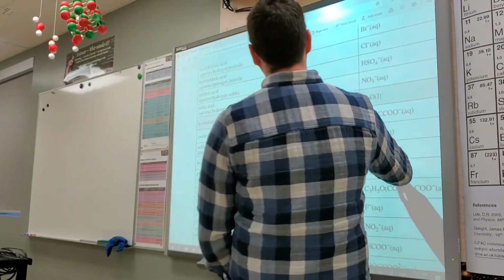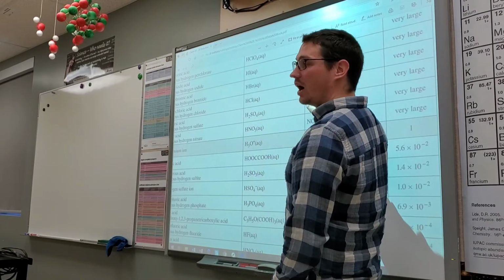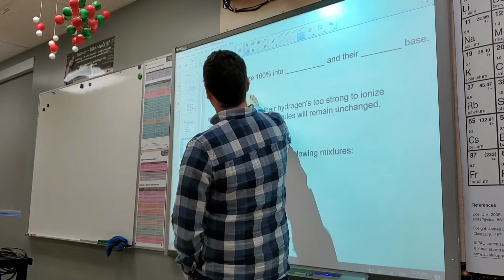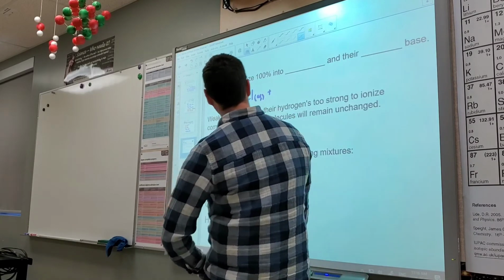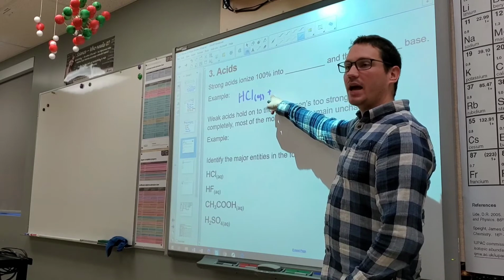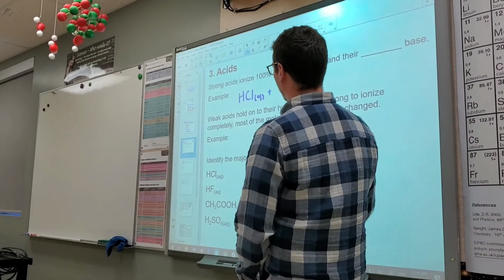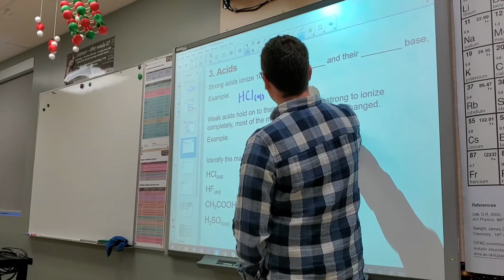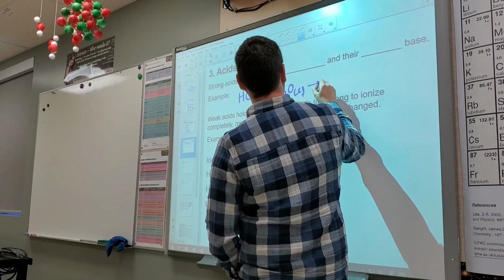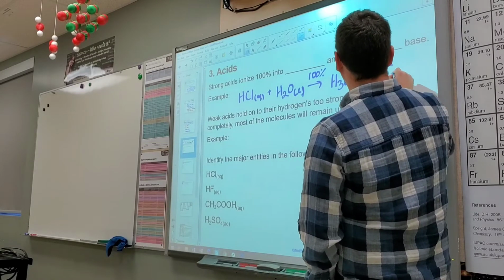HCl turns completely into hydronium and chloride. Is that okay? We'll write that down. So HCl is our typical strong acid. Because I wrote a plus, what do you know we're talking about now? A chemical reaction, right? We're not listing anything anymore. We're writing a chemical reaction. We will list something later, but right now we're talking about a reaction. HCl reacts 100% with water to make H3O+ and Cl-.